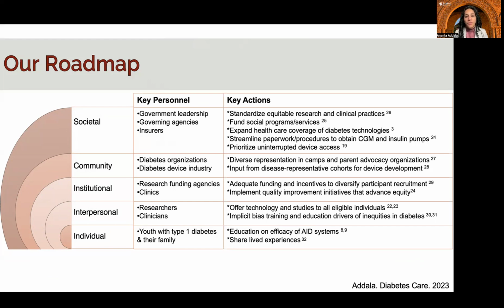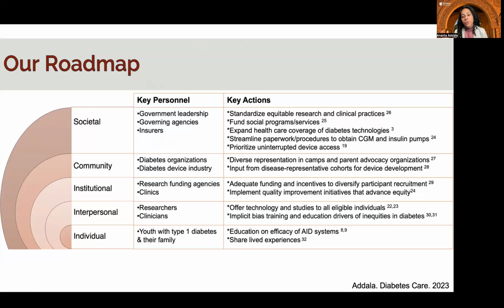And what I've done in this figure is really first off identify some key personnel. So who are at each of these levels who could really make sure that they're making a difference in diabetes outcomes and diabetes care and really working towards what I think we all hope for, which is equitable care that really helps everybody succeed and have diabetes care and management be congruent with what they would really like for themselves.